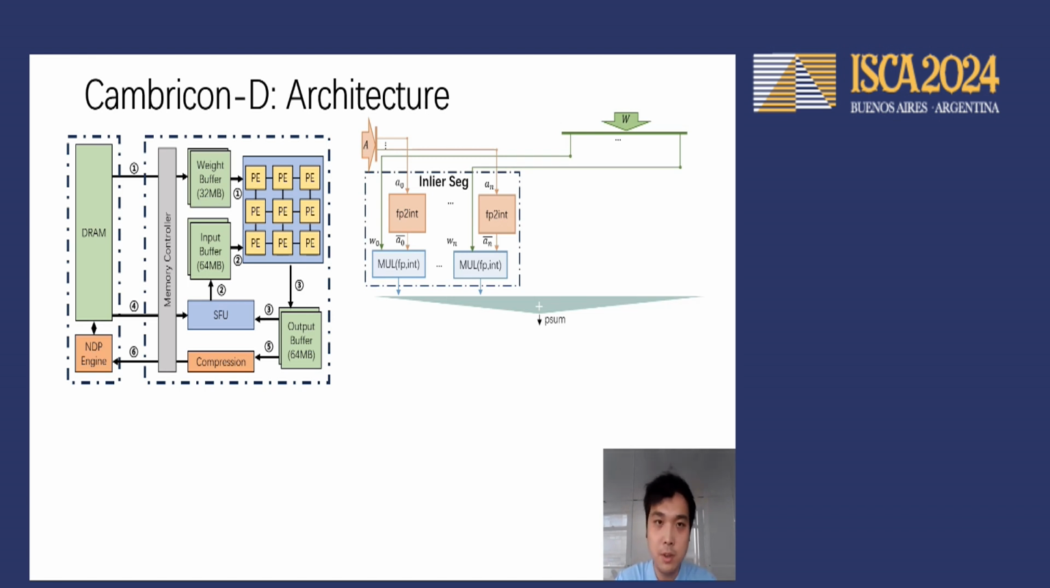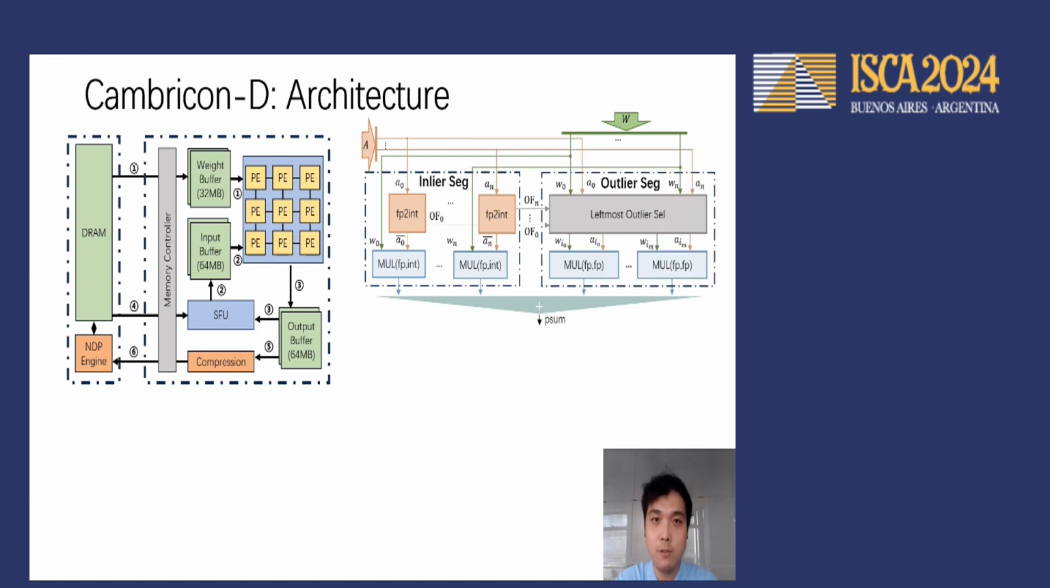The PE is a SIMD-style inner product multiplier. The main part of it is the inlier segment, where FP16 activations would be quantized and multiplied using narrow FP and int3 multipliers. These activations that overflow the quantization would be sent to the outlier segment, where they would be dispersed and dealt with using wider FP to FP multipliers.